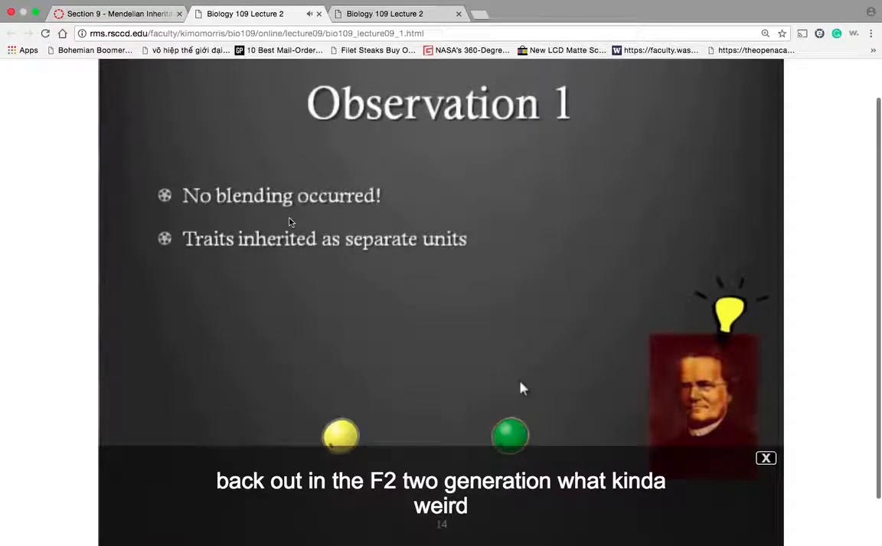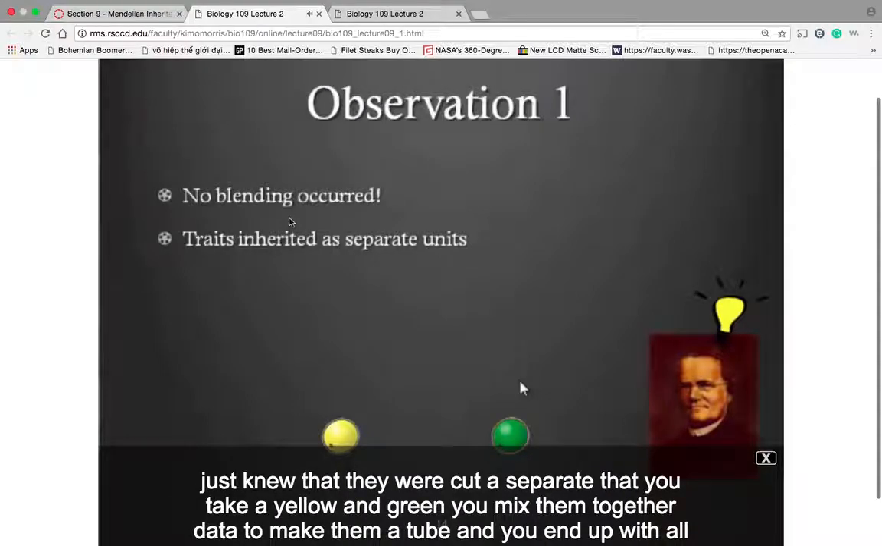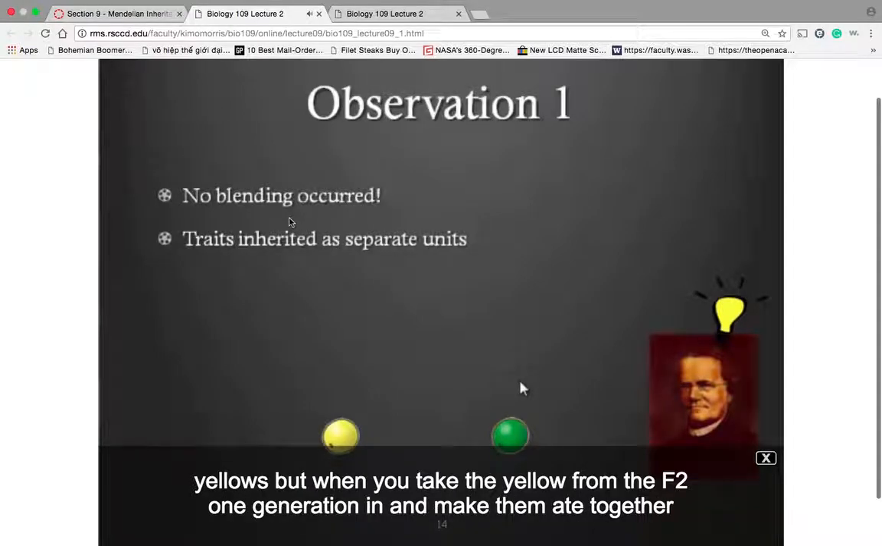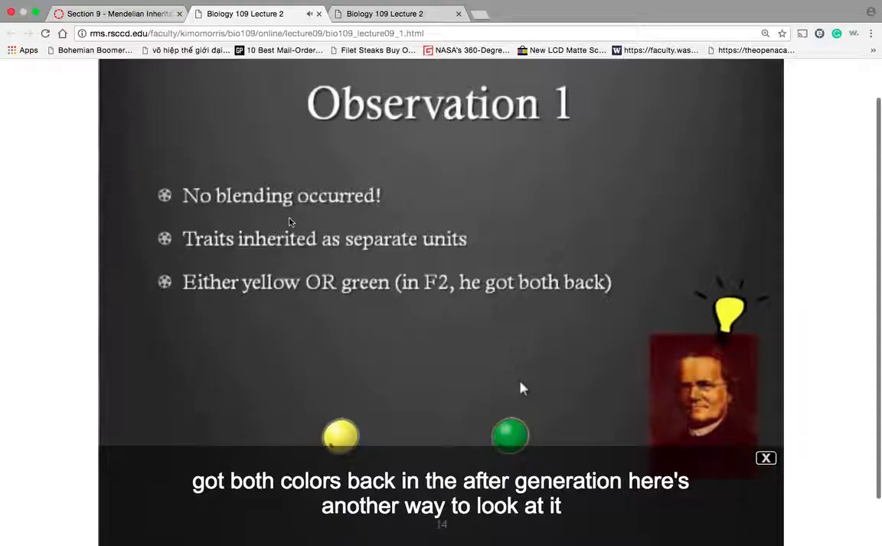Well, that's kind of weird. It means that the traits that are inherited by the offspring are some sort of separate units. He didn't quite know what that meant at the time. He just knew that they were kind of separate. That you take a yellow and a green, you mix them together, that is, you make them mate, and you end up with all yellows. But when you take the yellows from that F1 generation and make them mate together, the F2 generation always spits back out both colors that you started with, but not in an equal ratio. So they're either yellow or green, which means he got both colors back in the F2 generation.